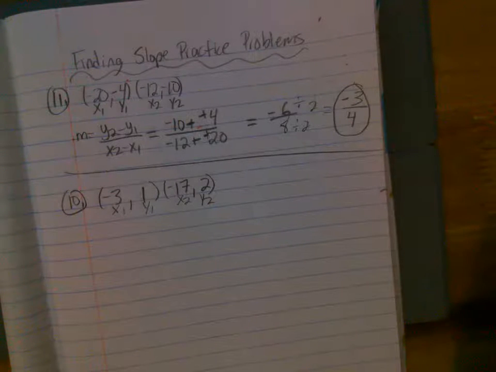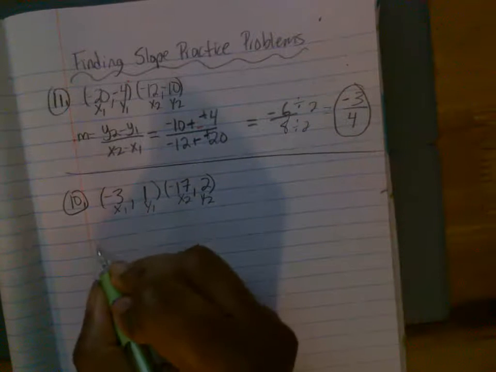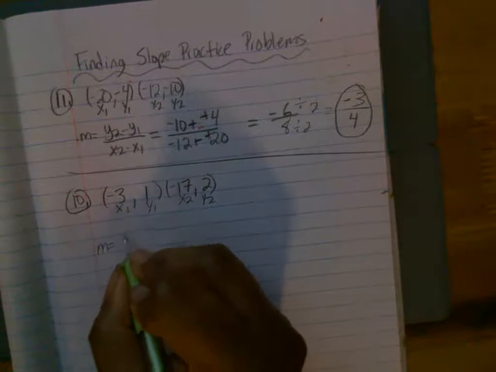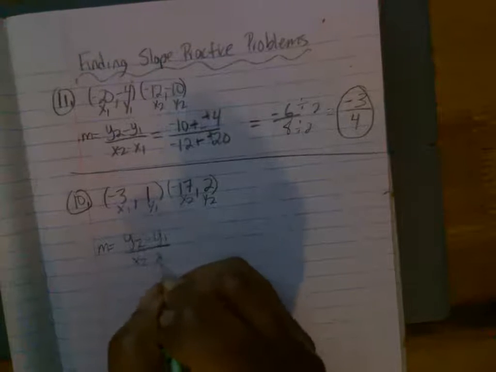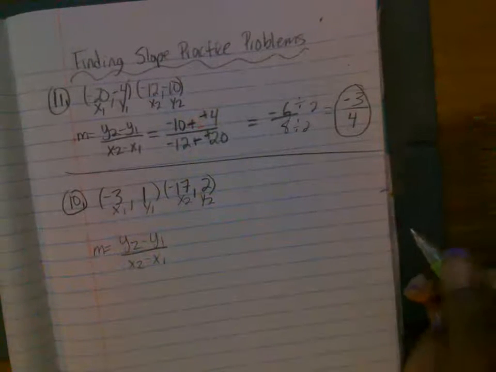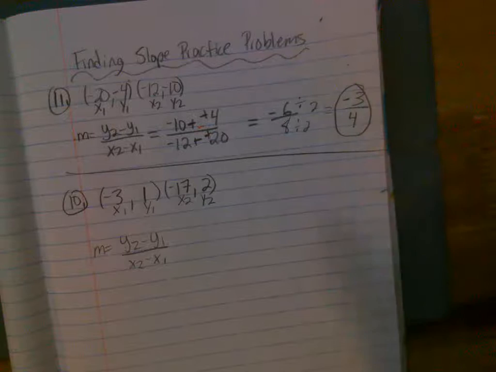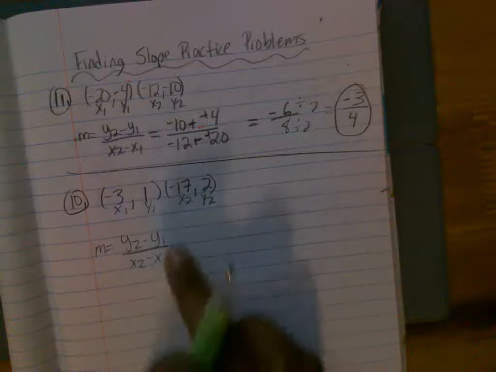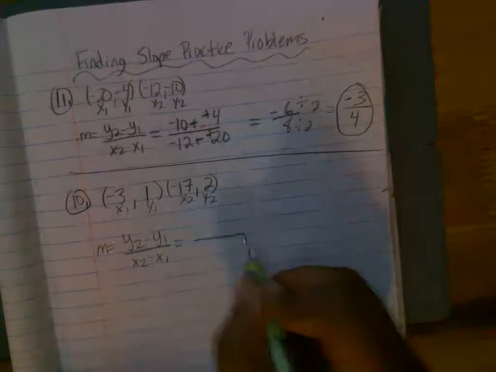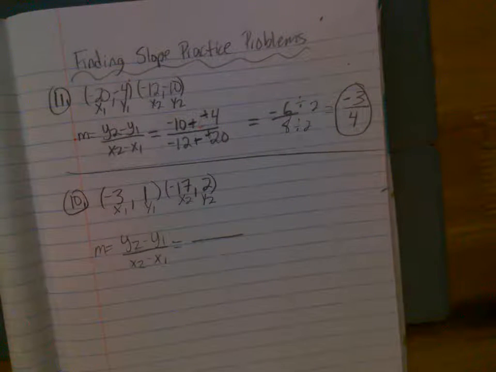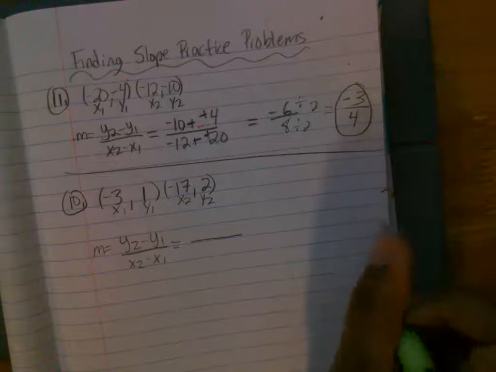All right. So now our next step is to write our formula. Y2 minus Y1 over X2 minus X1. And now we're going to substitute those numbers into the formula. So when we substitute on the top, what does that give us on the top? Jamarius, what does that give us on the top, babe?